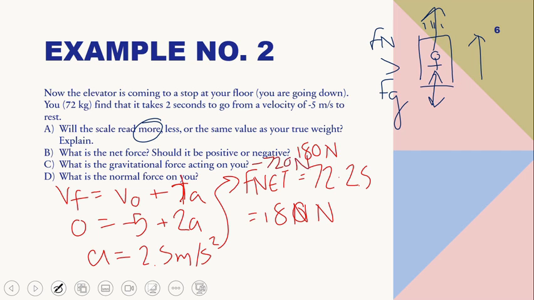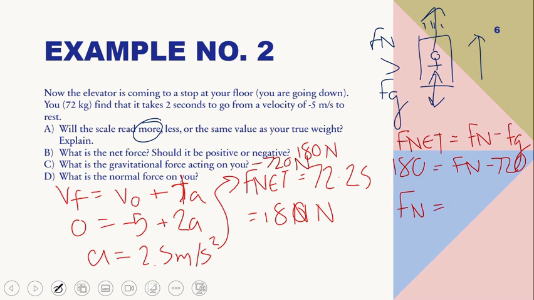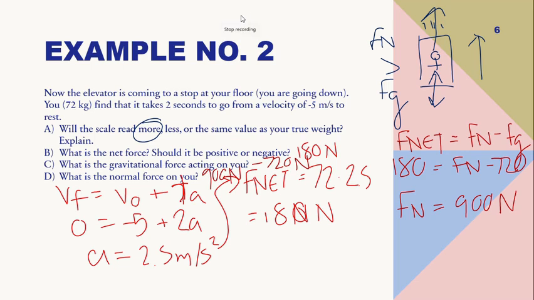And for part D, they want to know what the normal force acting on you is. To find the normal force, we can just set up our equation for the net force and then isolate the normal force. So the net force is equal to the up forces, or the normal force, minus the down forces, or the gravitational force. And now I'm just going to plug in the net force and the magnitude of the gravitational force. And then I'll isolate for the normal force, which is 900 newtons. And just like we said, that's bigger than the magnitude of the gravitational force, which is only 720 newtons.